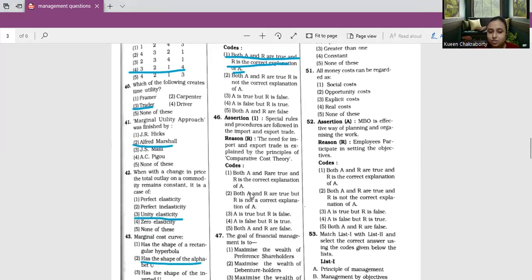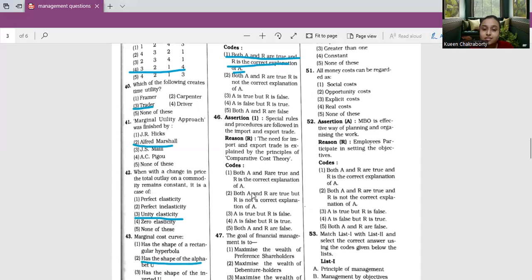Next, moving on to question number 46, which is also an assertion and reason question. The assertion A is given: special rules and procedures are followed in the import-export trade, and the reason is the need for import and export trade is explained by the principles of comparative cost theory. Of course, we have the options: both A and R are true, and R is the correct explanation of A. Both A and R are true, but R is not the correct explanation of A. A is true, but R is false. A is false, but R is true. Both A and R are false.